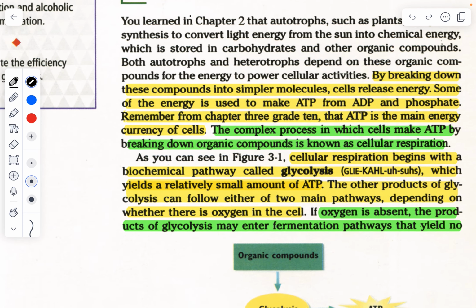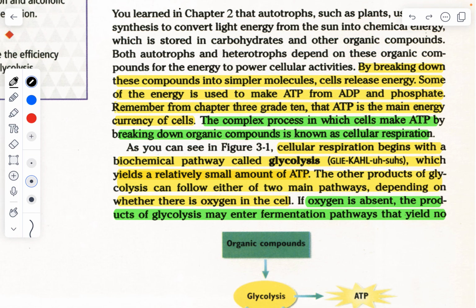What is the initial reaction of cellular respiration? It begins with a biochemical pathway which is called what? Which is called glycolysis. The first reaction of cellular respiration is glycolysis. Glycolysis uses glucose, and glycogen is a complex form of glucose.